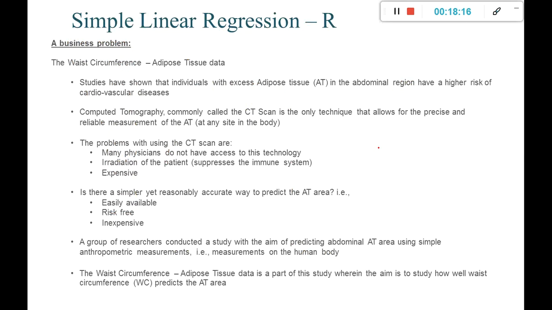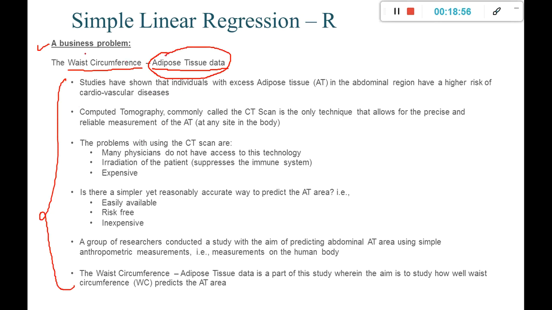Now let us try to understand this case study. We want to write a simple linear regression model, so let us understand the business problem over here. What is our business problem? We are given waist circumference and adipose tissue area. If you read everything thoroughly by pausing the screen, you will understand that this adipose tissue area tends to define the waist circumference, and this was just an assumption, just a hypothesis.